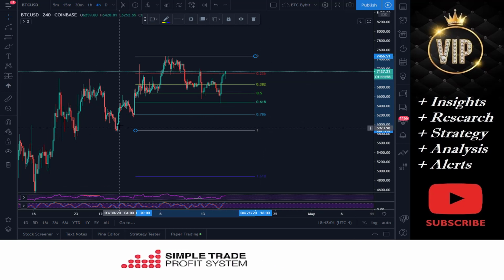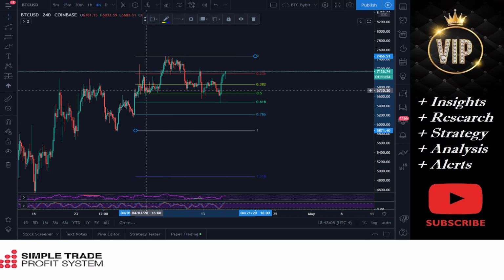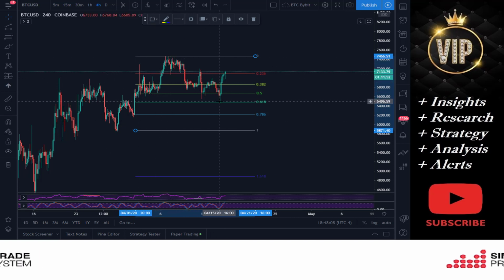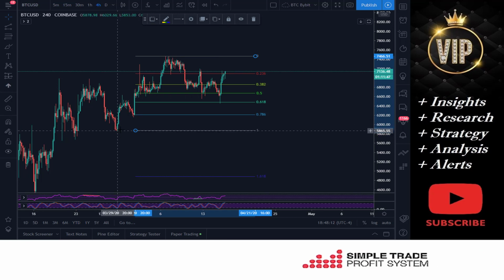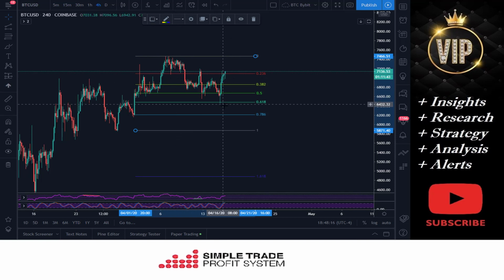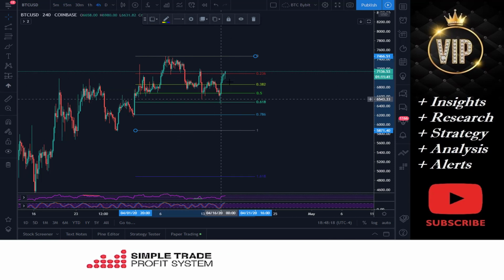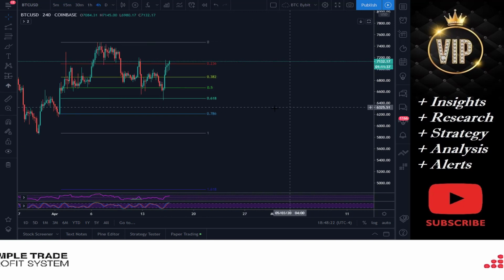So from this low right here, all the way up to this high, so we were trending up. We had a pullback, and once we had price move up from here to here, and once we start to pull back, we're trying to figure out where we are going to stop pulling back before we continue higher, okay? Well, look at what Bitcoin did.